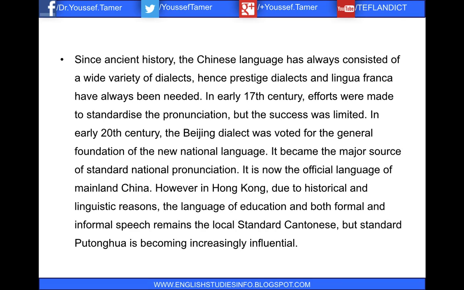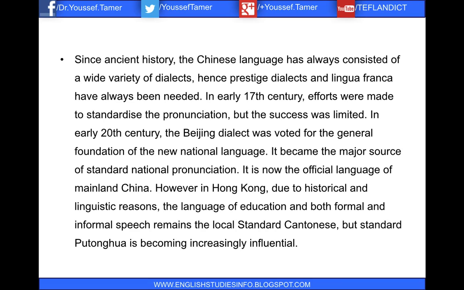Now, a little bit before this, in the 17th century, what happened? There was something that took place in the early 17th century. Efforts were made to do what? Yes, standardization. So there was something that happened before, that is the standardization of the pronunciation, but it was somehow limited. And then after this, they chose the Beijing dialect to become the national language for the constitution, for the parliament, like our national language, which is standard Arabic. It became the official language of mainland China.